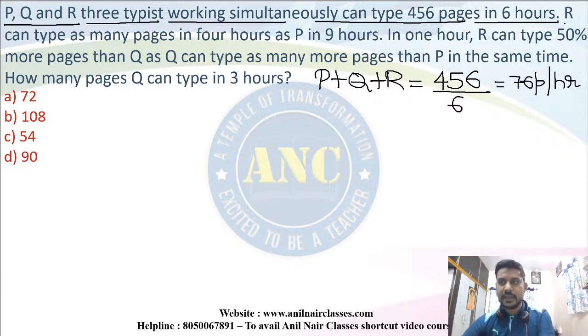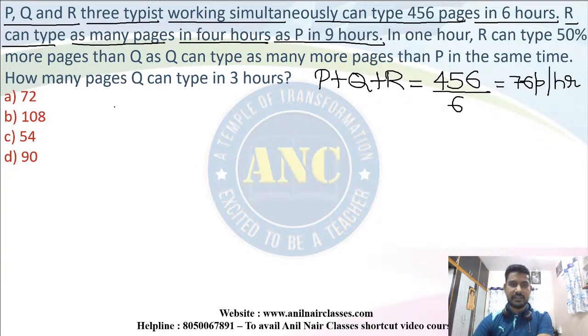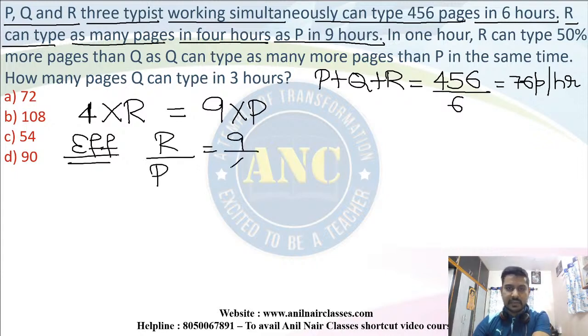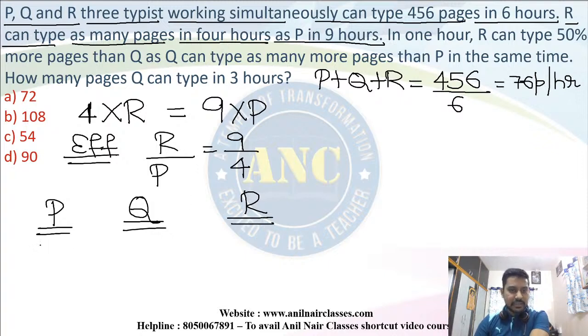Now, second statement. R can type as many pages in 4 hours as P in 9 hours. So, R is working for 4 hours and P is working for 9 hours. These both are absolutely same, right? So, can I say that the efficiency ratio of R and P, R divided by P, is nothing but 9 divided by 4. That means if I consider the 3 people P, Q and R, P will type 4 pages per hour. In fact, R will type 9 pages per hour.